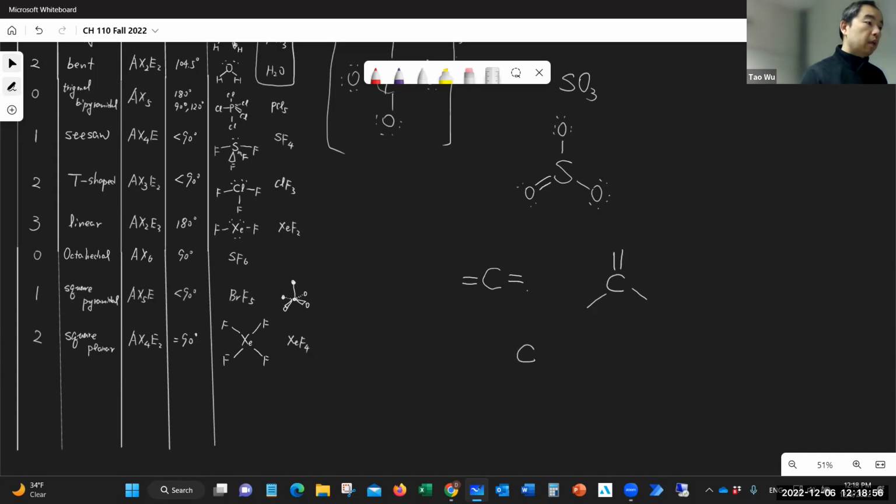Well, if this carbon has 4 bonds, what kind of geometry could it be? Tetrahedral, right? Because the central atom has 4 bonds, no lone pairs. That's it.